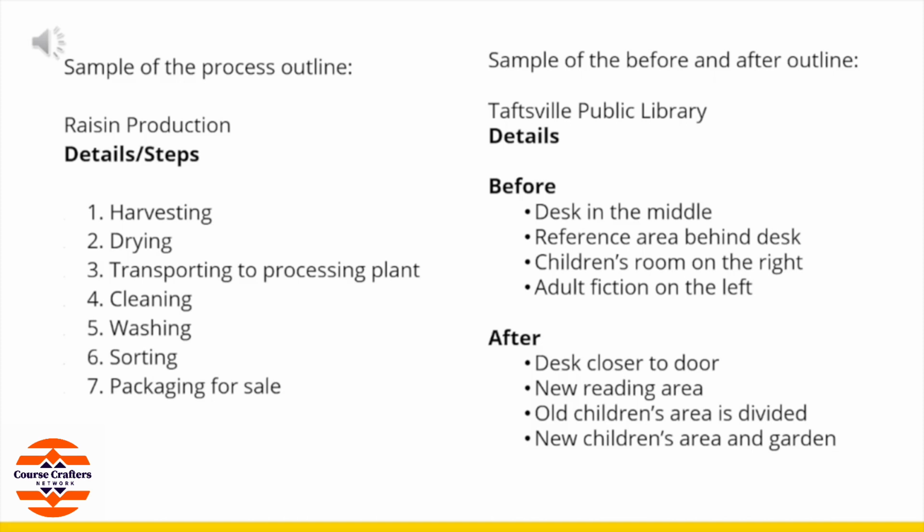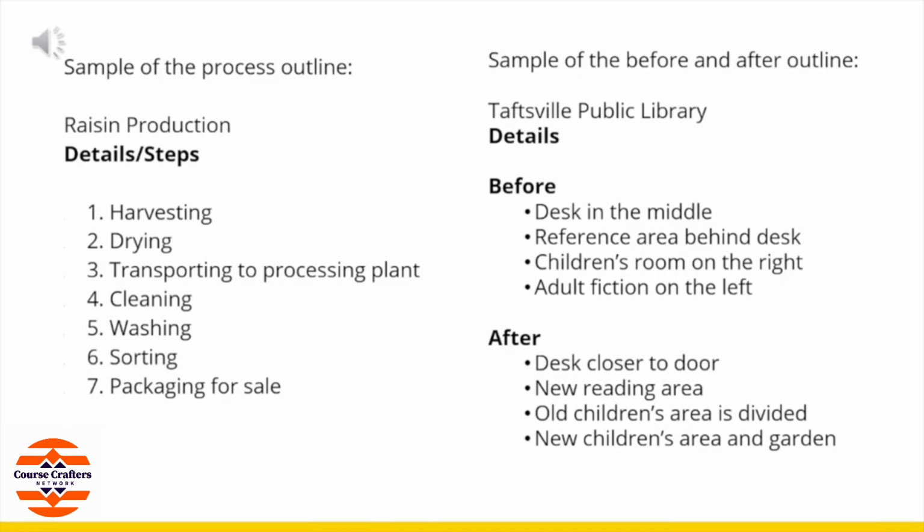So for example, our step 1 is about harvesting, and the following is drying, then we have transporting to process plant, cleaning, washing, sorting, and packaging for sale. So make sure you identify your exact steps and how they follow.